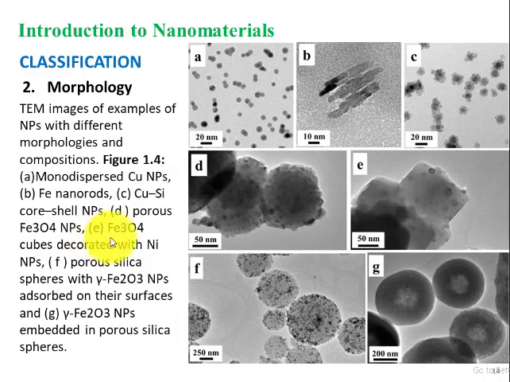Figure E is representing iron oxide cubes decorated with nickel nanoparticles. Figure F is representing porous silica spheres with alpha iron oxide nanoparticles which are embedded in pores of silicon oxide. Similarly, in figure G, gamma iron oxide nanoparticle spheres are shown.